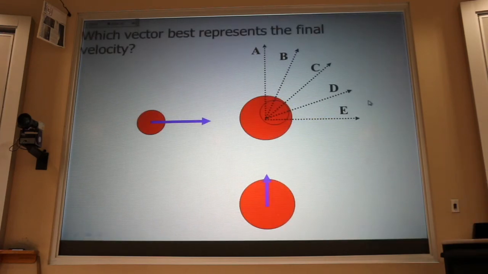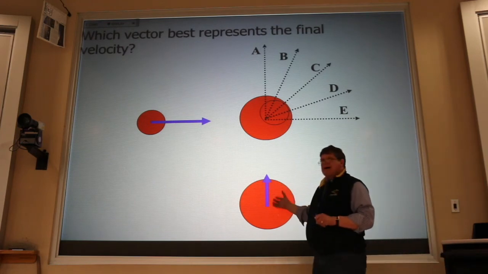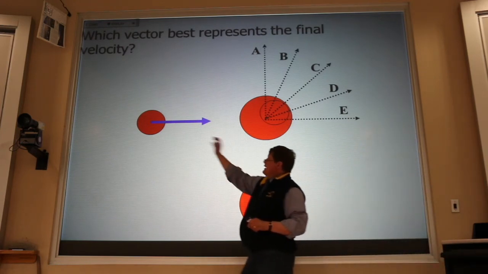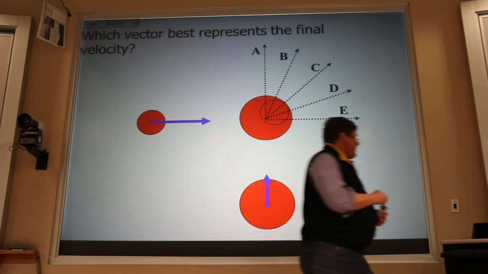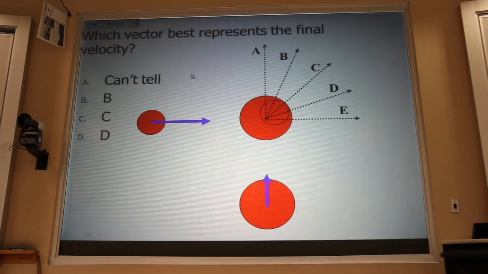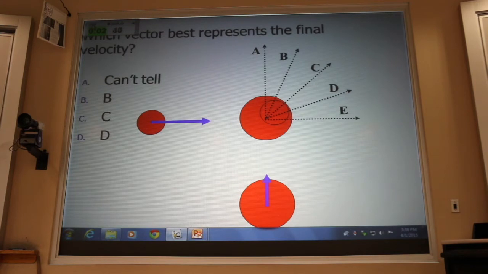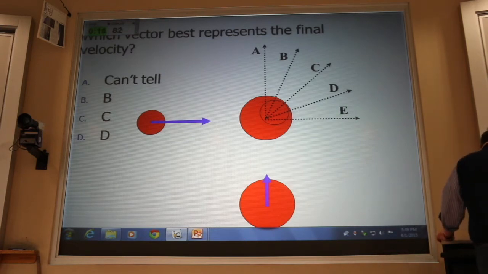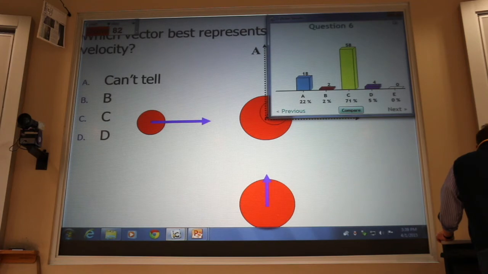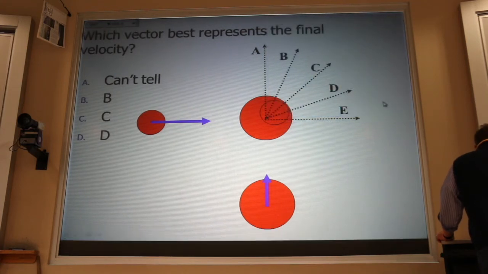One more time. This time I have a Mondo hockey puck going slow. I have a regulation hockey puck going fast. And the question is, what direction, which vector best represents the final velocity? A can't tell, B is B, C is C, D is D. Last time. Okay, that looks like all of us. Okay, you said C. The answer is A.